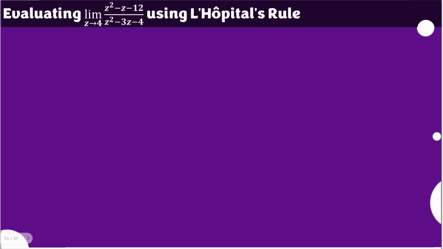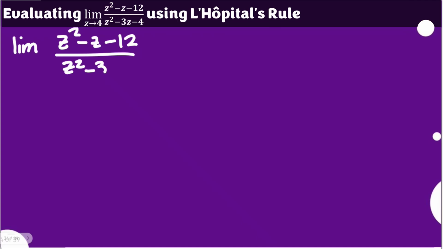Okay, so let us have here the limit of the given function, z squared minus z minus 12 all over z squared minus 3z minus 4, as z approaches 4. The first thing we need to do is, of course, verify if L'Hopital's rule is applicable or not. L'Hopital's rule would only be used if we could come up with an indeterminate form, either 0 over 0 or infinity over infinity, as we try the value z approaches 4.